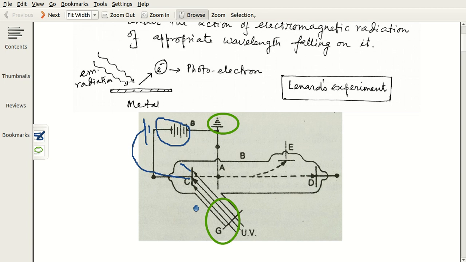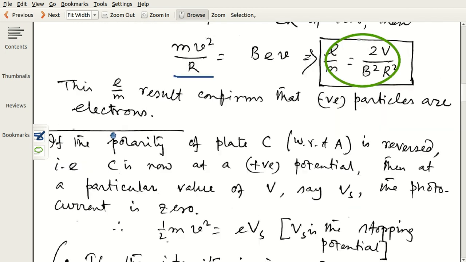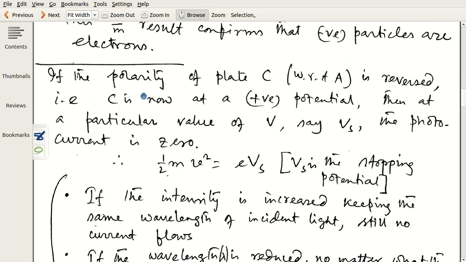The number of electrons emitted will become less and the current will also become less, and if you increase the bias, the voltage of this battery, then at a certain value of the voltage the current will stop, which is known as the stopping potential. Just when the current stops, e into Vs, if Vs is the stopping potential, will be equal to half mv square, that is the kinetic energy of the electrons.